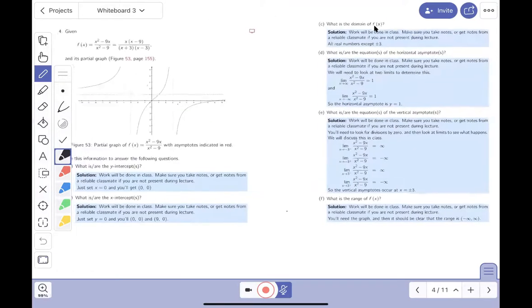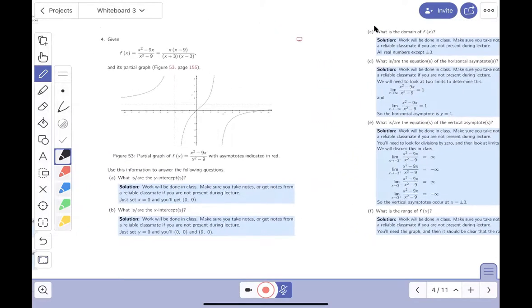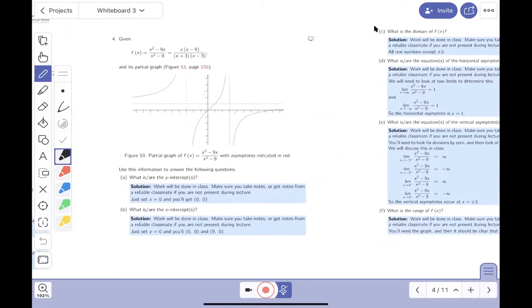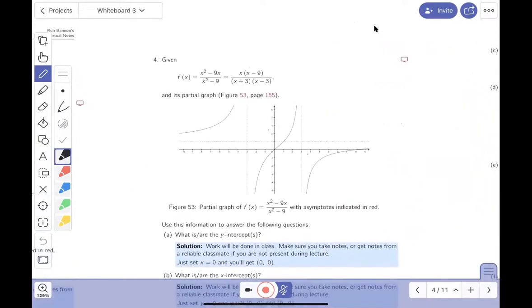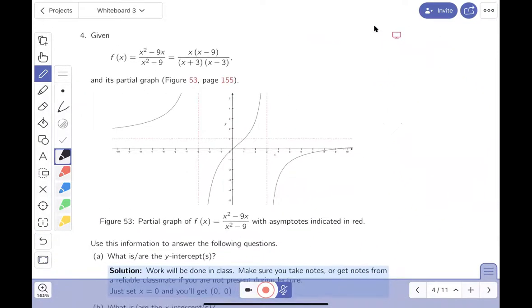And number 4 is a problem. And someone says, what's the problem over here? It's this rational function. And we'll go through it one step at a time. Want to claim what they're doing over here? They're giving you the function. They're giving you a picture. And they're asking a series of questions about it.